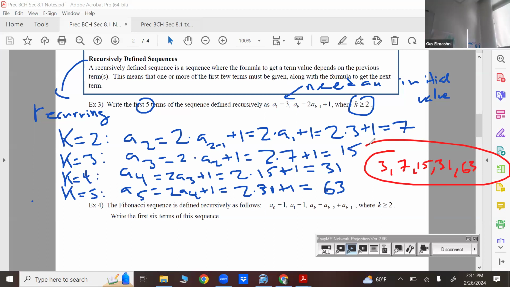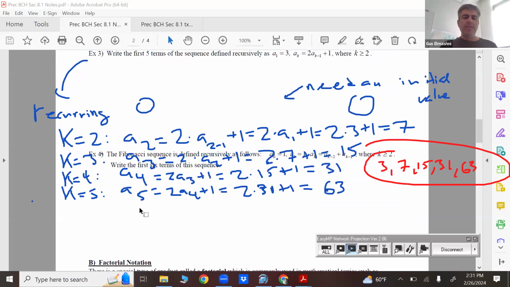How to write this in an explicit form, I'm not really sure. The recursive form is kind of foolproof. You can always write a recursive form for any pattern. So sometimes it's just good to have in case you can't think of the explicit formula.